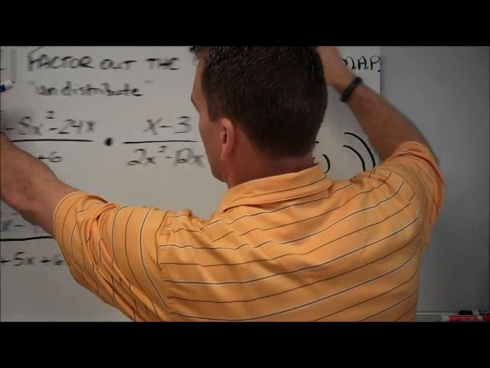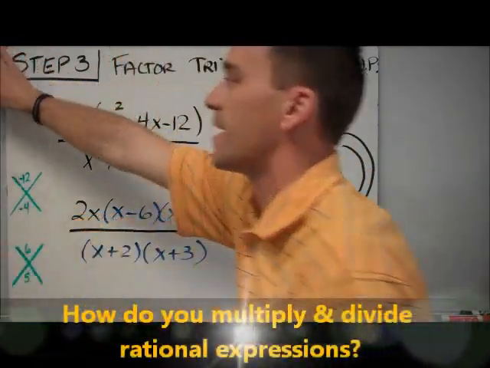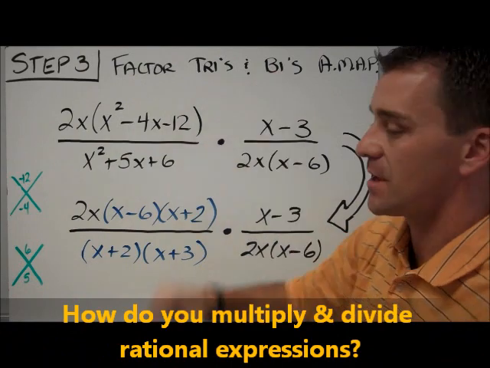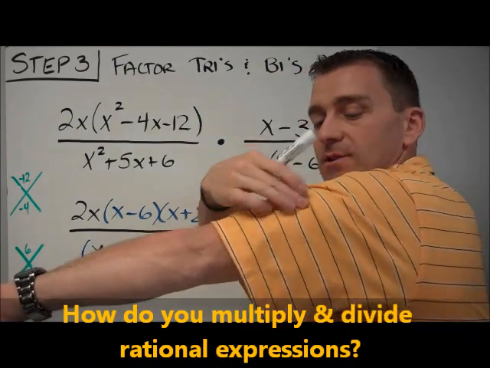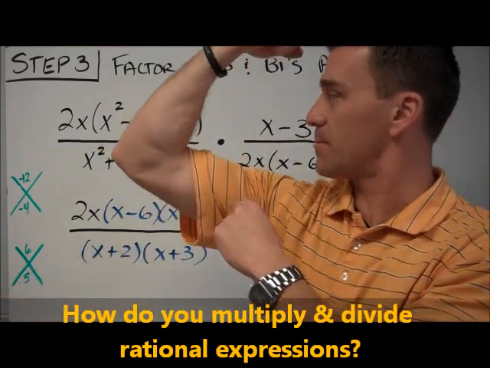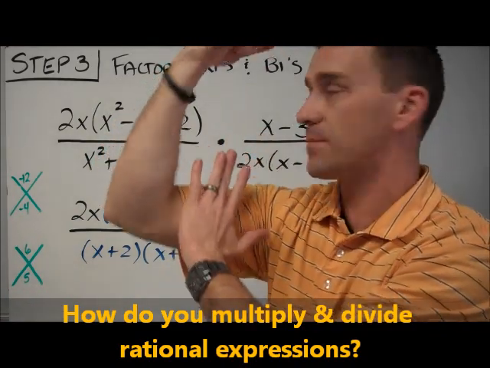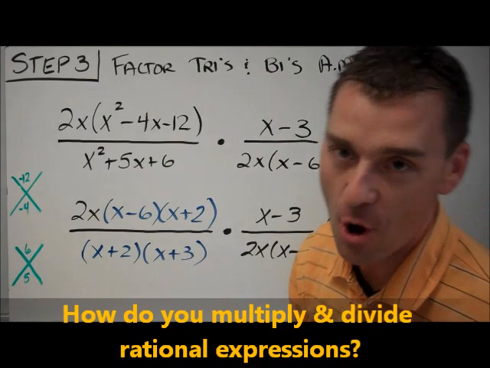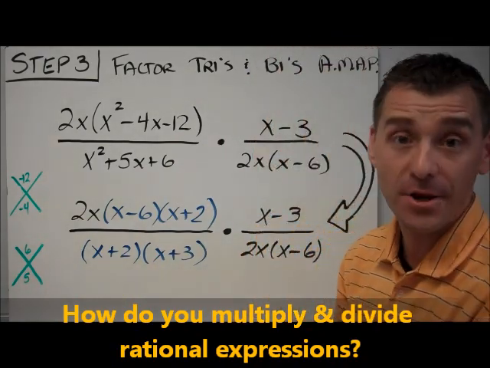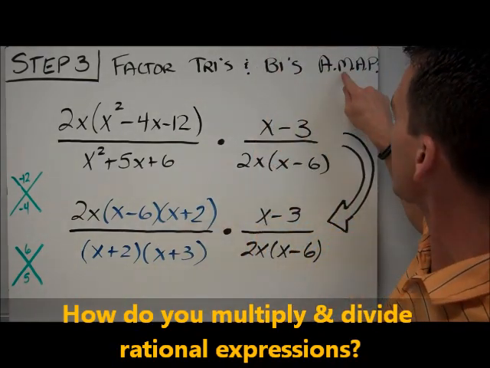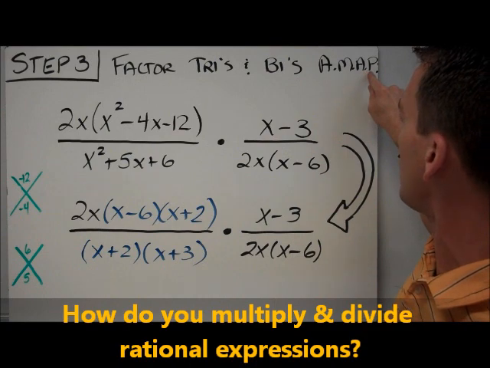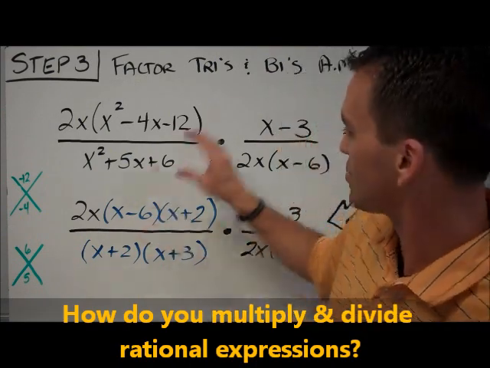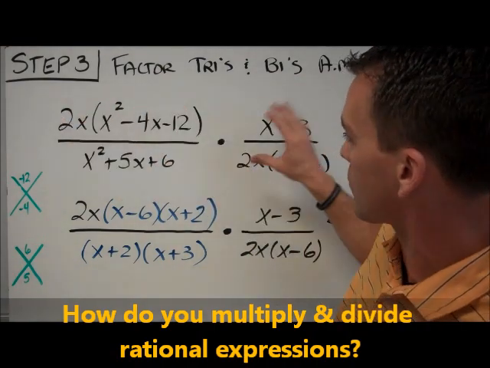So here we go. Step 3 on your graphic organizer. It says factor tries and buys. Yes, that's right. Tries and buys. I know you can barely see the example back there because of my bicep. But okay, let's get to the math. Tries and buys. You're factoring all trinomials and all binomials as much as possible. That's what AMAP stands for, remember? As much as possible.